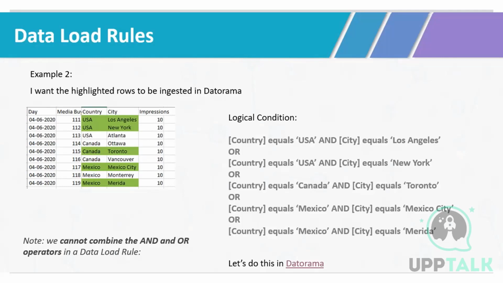It can come to your mind, but we need to keep something in mind. First thing is, we cannot combine AND and OR operators in a data load rule. That is rule number one. Second is, data load rules work in a sequential manner. So when you create your first rule for USA and city equals Los Angeles, when you run it and USA and LA get filtered, the other data gets lost.